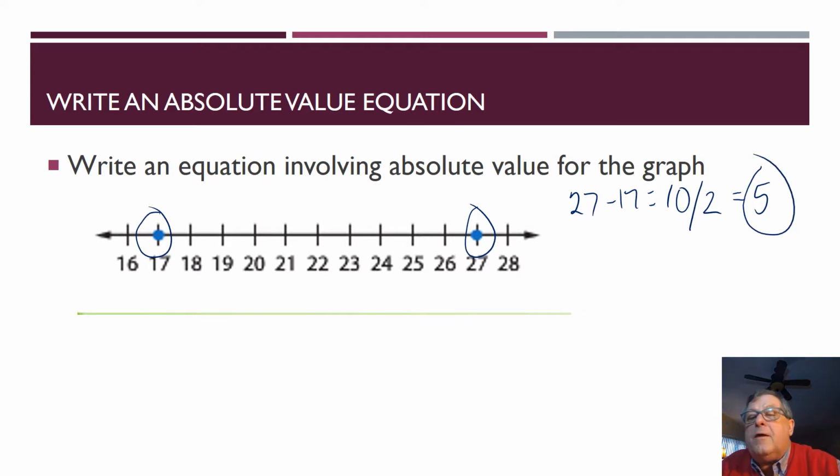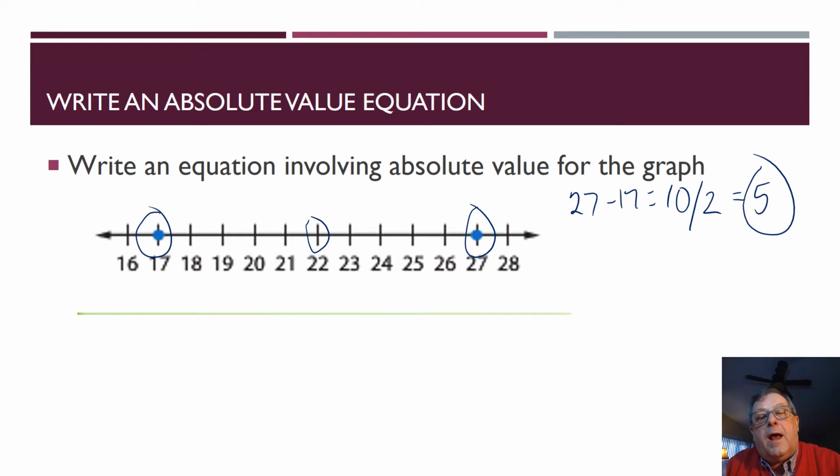I want to circle that 5. That's going to become important. So let's see. So 5 from 17, 1, 2, 3, 4, 5, that's at 22. And between 22 and 27 is 1, 2, 3, 4, 5. So 22 is in fact equidistant. It is the midpoint from 17 to 27.